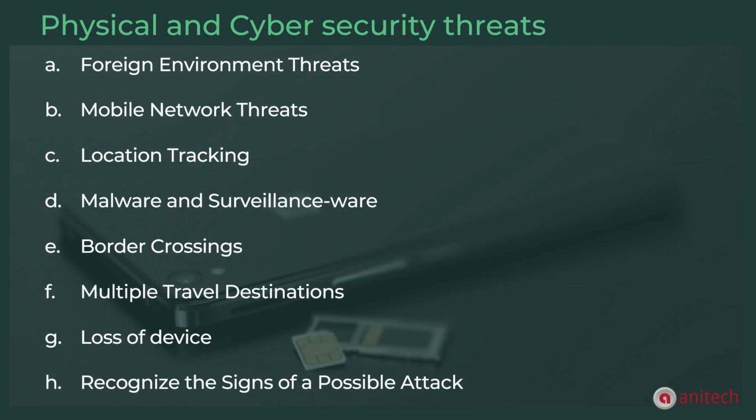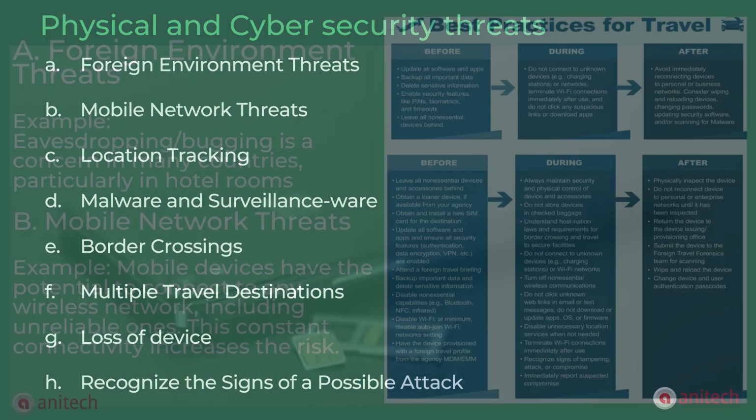All good. With the physical and cybersecurity threats, we'll be discussing foreign environment threats, mobile network threats, location tracking, malware and surveillance, something about border crossing, very exciting, multiple travel destinations, loss of device, an unfortunate event which can happen with anyone. And we're going to talk about the signs of possible attack during the travel and after the travel on your devices.